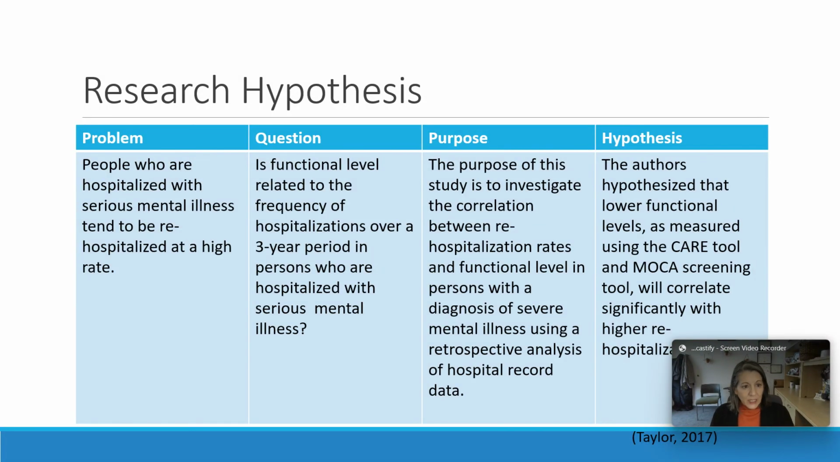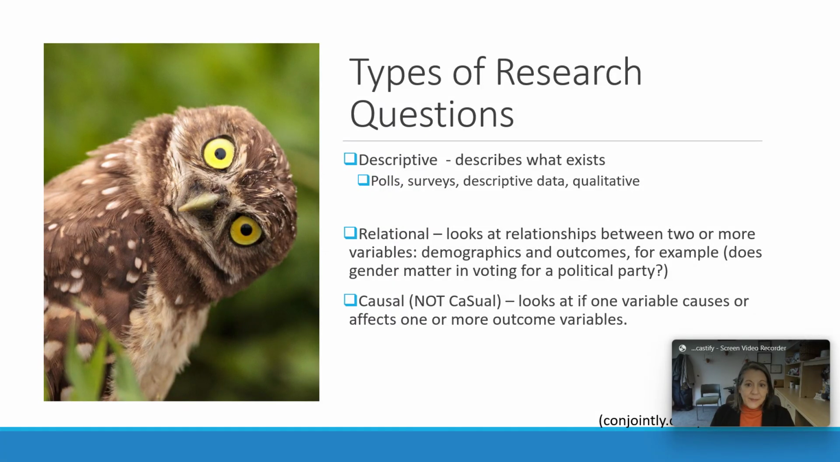So here's them all laid out again: our problem, our question, our purpose, and now we've added a hypothesis. The authors hypothesized that lower functional levels, as measured using the CARE tool and the MOCA screening tool, so now we're bringing in assessment tools with it, will correlate significantly with higher rehospitalization. So we've developed it into what we think is going to happen and let our readers know up front, as we are preparing our research methods, what we are expecting to see.